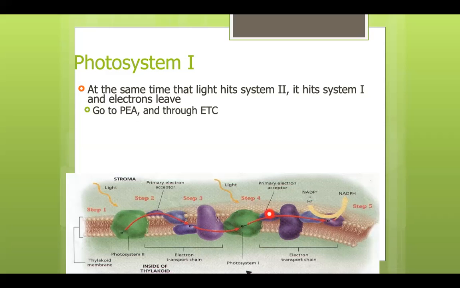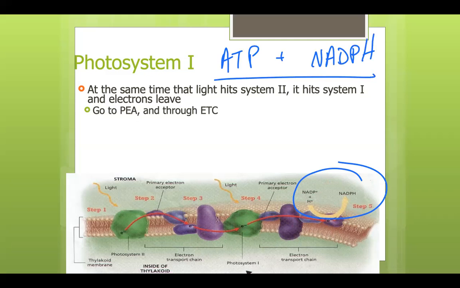They go to a primary electron acceptor, they go through an electron transport chain, but here is where it's different. Okay, this is the big key. Because remember, the whole point of the light reactions is to take the light energy and convert it into chemical energy. That chemical energy is going to be in the form of two compounds, ATP and NADPH. That's where the chemical energy is going to be stored temporarily until we get to the Calvin cycle, which is the light independent reactions.